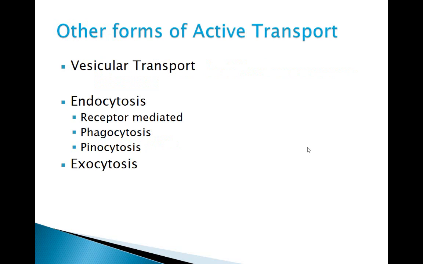And our two vesicular transports are endocytosis and exocytosis. And so here we have three different ways to get substances into the cell, called endocytosis, and they are receptor-mediated endocytosis, phagocytosis, and pinocytosis, and only one way to get rid of something, called exocytosis.